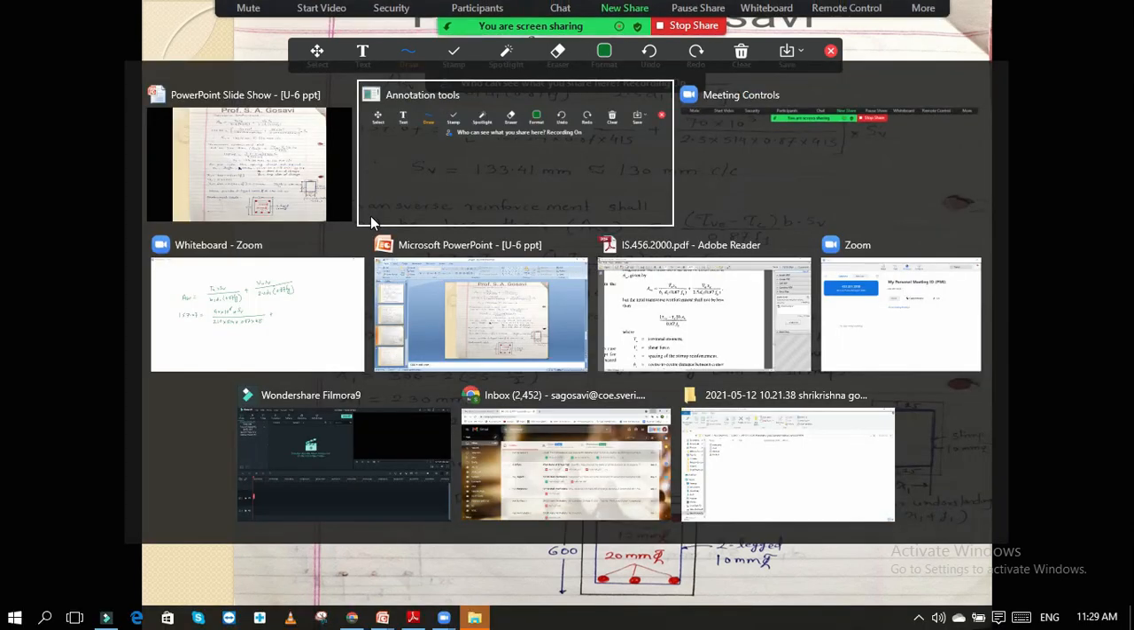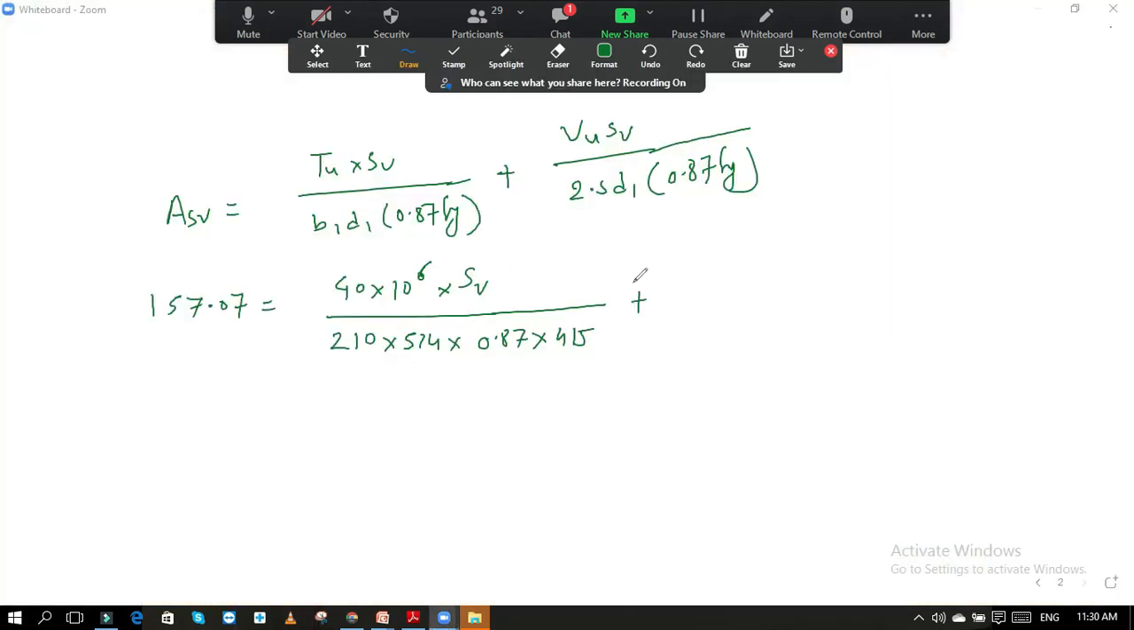Okay. So it is 70 into 10 to the power 3 into SV divided by 2.5 into D1. D1 is 514 into 0.87 into 415. Okay. So this is the numerical. Now you need to find out the value of SV. So solve this problem and find out the value of SV spacing.